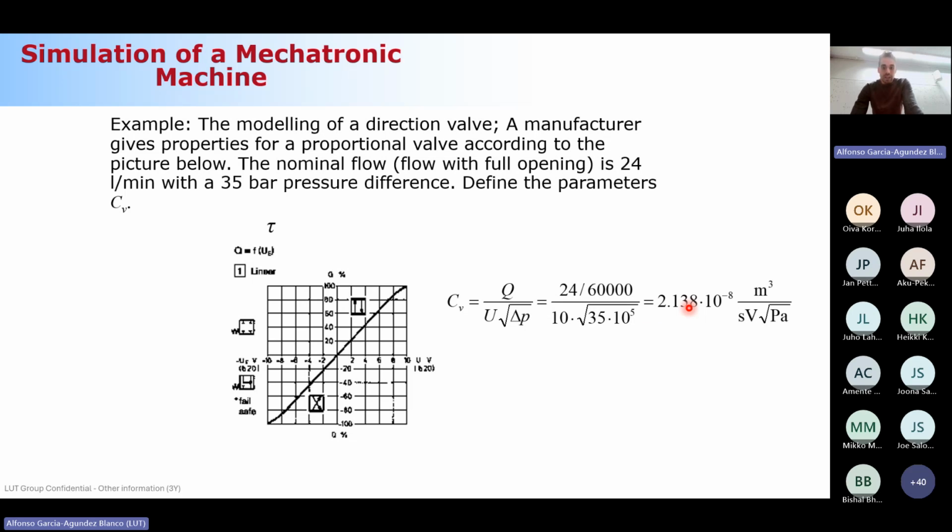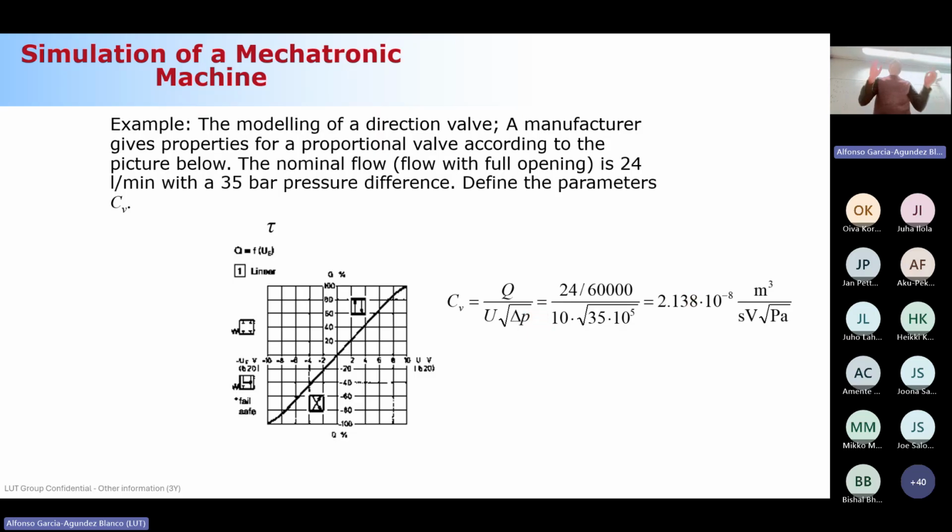Units of the coefficient. What are the units of Q? Cubic meters per second. So you would have cubic meters per second in the numerator. Units of U in this case by the manufacturer, volts. So volts and a square root of pascals. So you would compute this value.